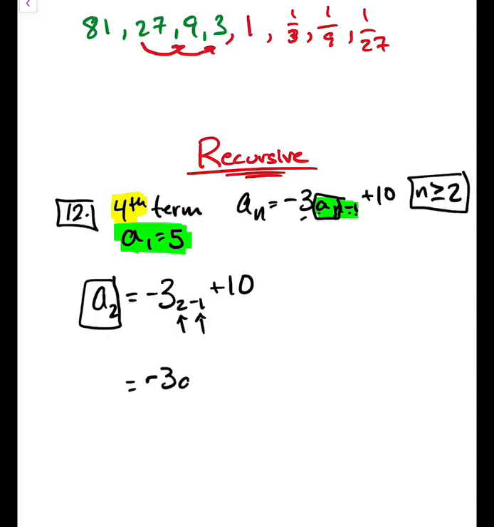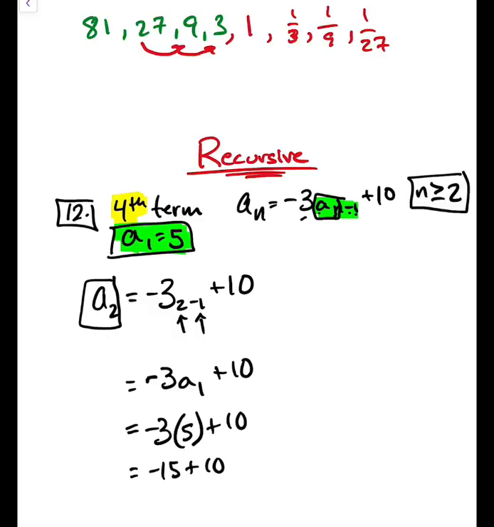a sub 1, right? And then plus 10. So what's a sub 1? A sub 1 is equal to 5. So I plug that in. Negative 3 times 5 plus 10. That gives me negative 15 plus 10 equaling negative 5. Okay, so now I know what the value of my a sub 2 is.